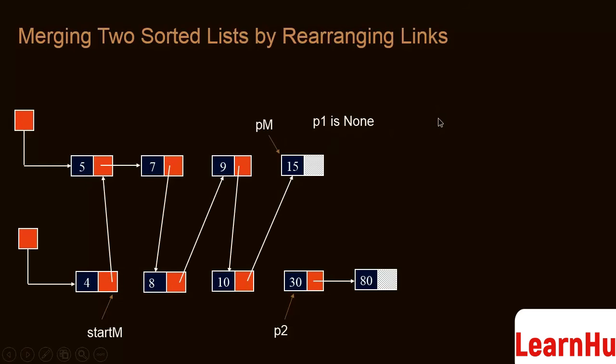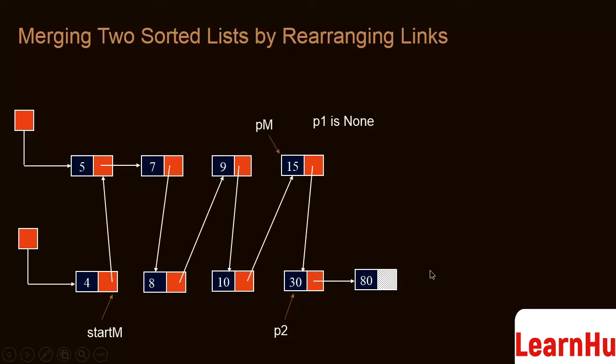Now P1 becomes none. This means that the first list has finished. So we'll make Pm link equal to P2. So all the remaining nodes of the second list will be included in the merge list. So now we have got our merge list. Start m is a reference to the first node of the merge list. So we have 4, 5, 7, 8, 9, 10, 15, 30 and 80.